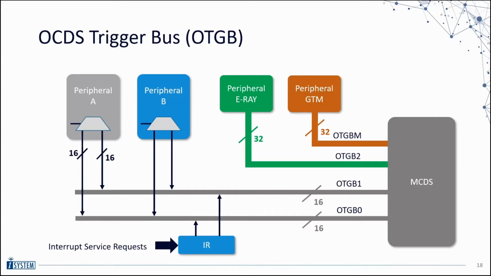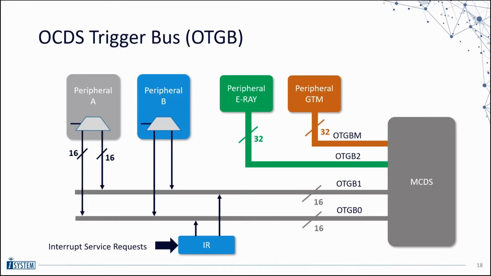Note that the OCDS trigger bus ORs the signals from different peripherals, meaning we have to make sure that only one peripheral connects to either of the 16-bit OTGB buses. Otherwise, it becomes impossible to interpret the data, except if we know that each of the OR'd trigger sets uses a different set of bits.